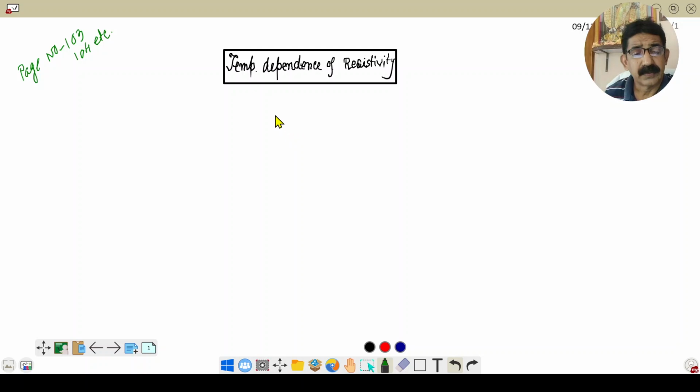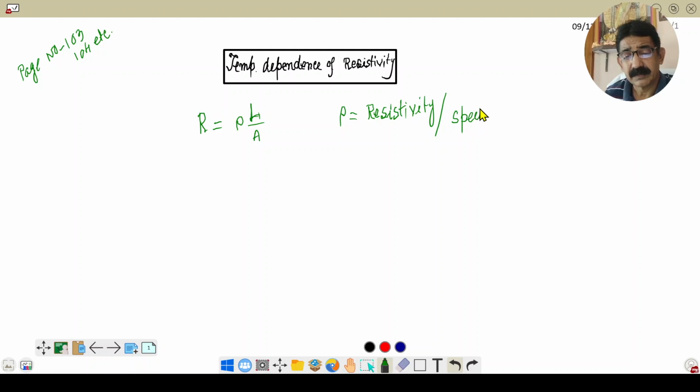Now, we know the expression for resistance R. R is equal to rho L by A, where L is the length and rho is equal to resistivity, or it is called specific resistance.